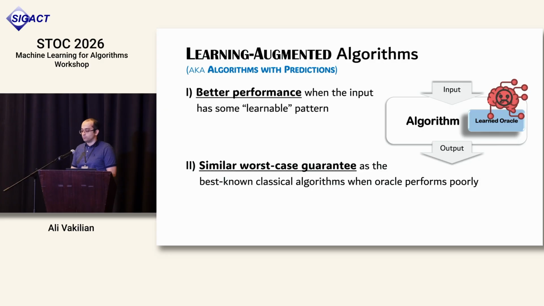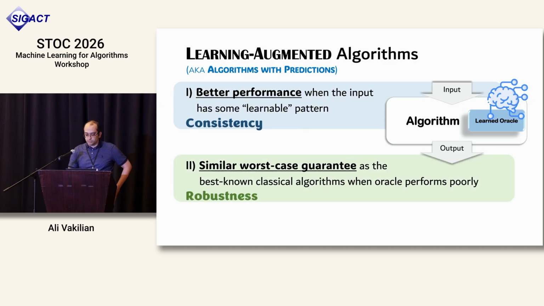But at the same time, we don't want to be completely fooled by bad predictions. In particular, if the machine learning oracle performs poorly, we still would like to preserve the same worst-case guarantees that we could have without using the prediction. The first part is the consistency criterion, and the second is the robustness criterion. Consistency means we compare to the actual optimum when predictions are good, and robustness means we should remain comparable to the best worst-case guarantee even if the prediction is poor.